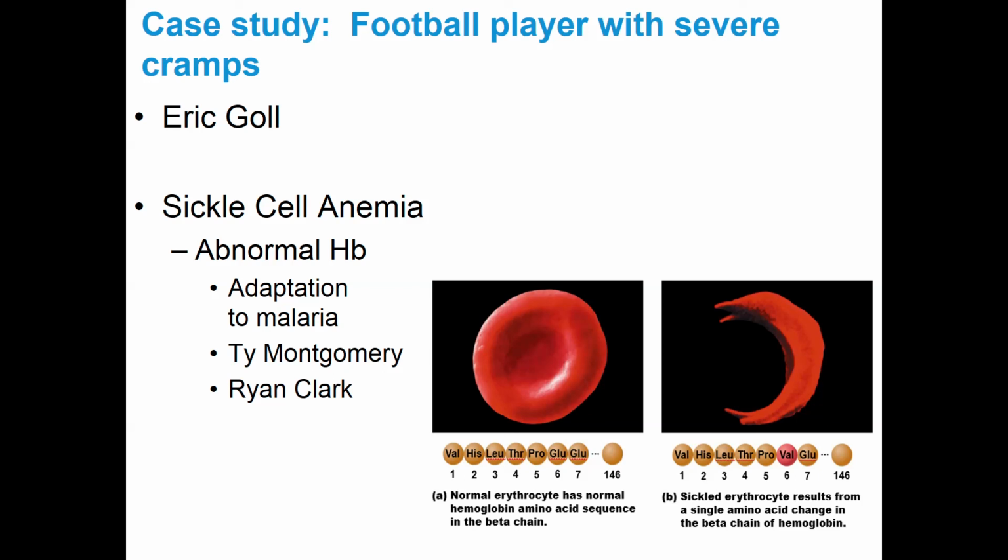So even professional athletes are affected by it. So Ty Montgomery, when he was playing for the Packers in 2016, had to miss time after playing the Bears because he found blood in his urine.